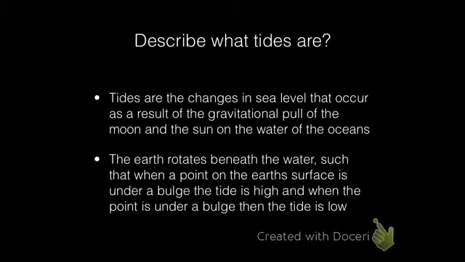The earth rotates beneath the water such that when a point on the earth's surface is under a bulge, the tide is high, and when the point is not under a bulge, then the tide is low. Tides play a considerable role in the life of many marine organisms, especially those that live in the area exposed at low tide and covered by high tide.